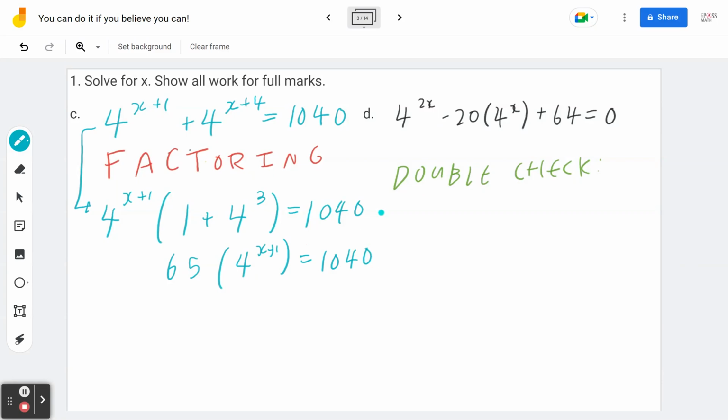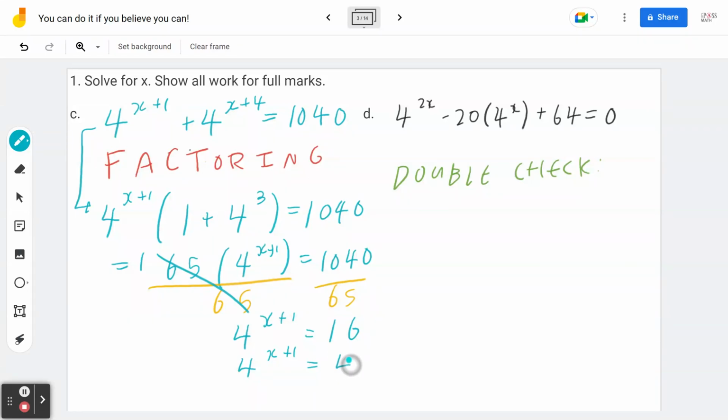And again, the opposite of multiplying by 65 is to divide by 65. What that means is on the left, 65 divided by 65 is 1. On the right-hand side, you can take 1,040 divided by 65, which is going to be 16. Don't forget, the common base is going to be 4. Now, if you're thinking, what if the common base is 2? Can I do that? You could, by the way, but 4 is faster.